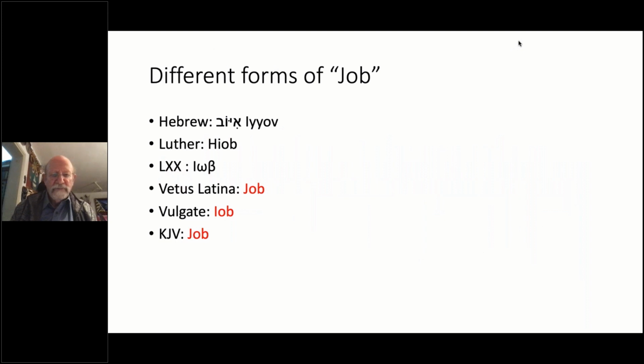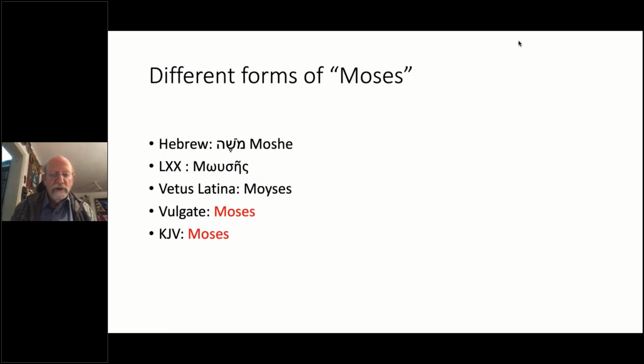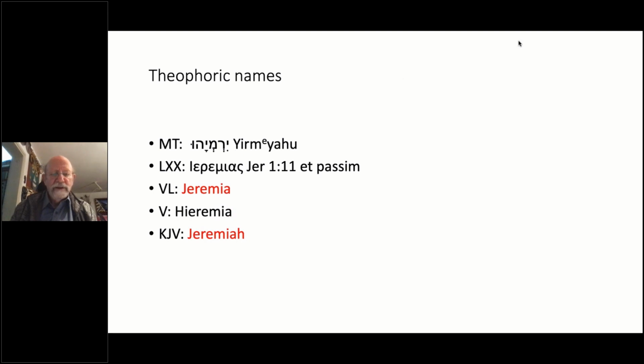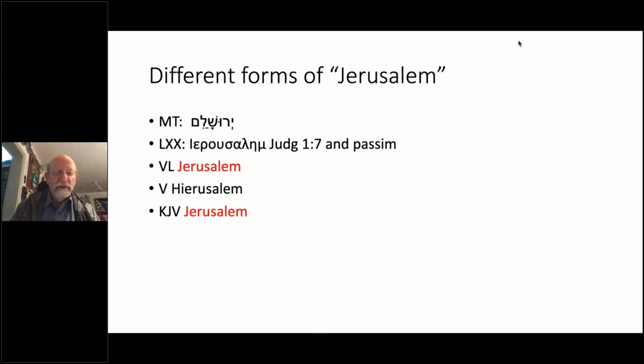Iyov has different forms. Moses is in Greek Moises. Now this is already tricky. Yirmiyahu is Jeremiah in English. Jeremias, is this based on the short Hebrew form Yirmiyah? Question mark. In that case, it would be a variant.